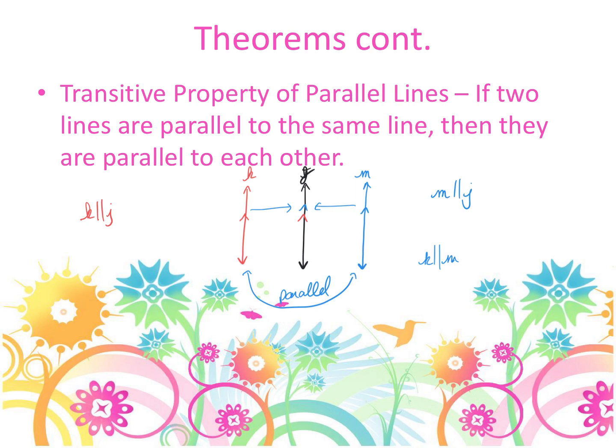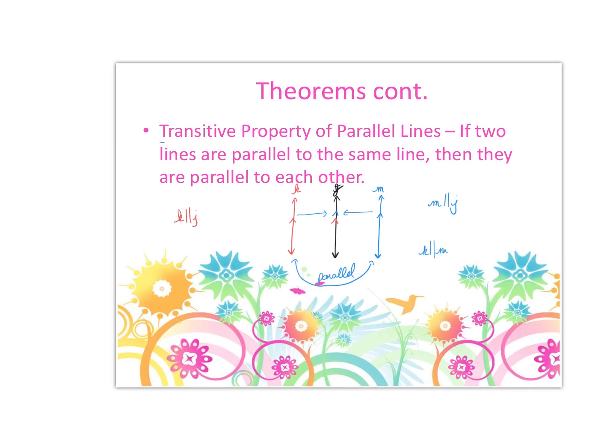Now, how could I write this a little bit better so it looks more like the transitive property? Because I kind of made a mess of it, right? Let me do it in the proper order. Line K is parallel to line J. Line J is parallel to line M. And therefore, line K is parallel to M. Notice I basically cancel the middle.